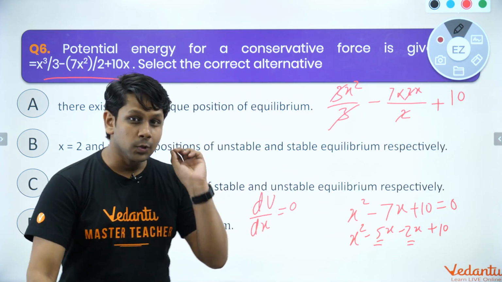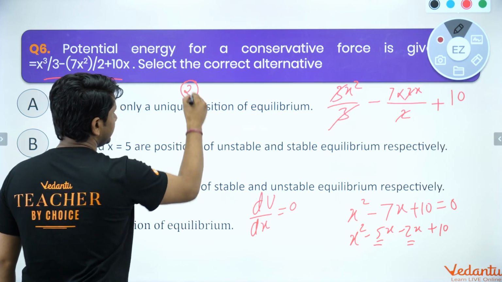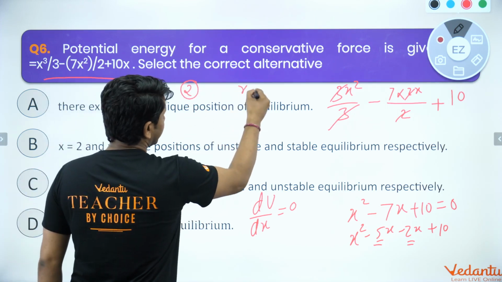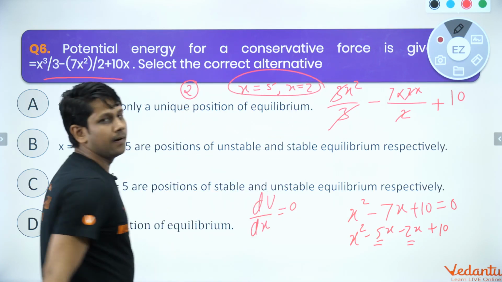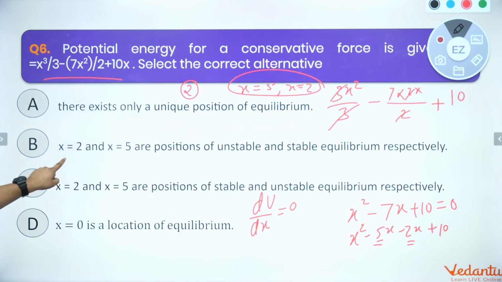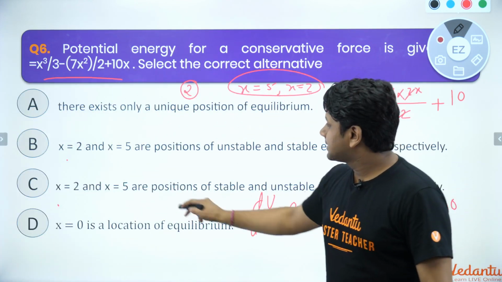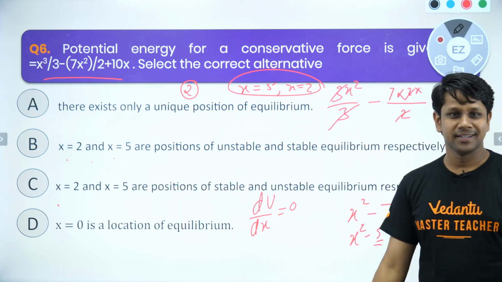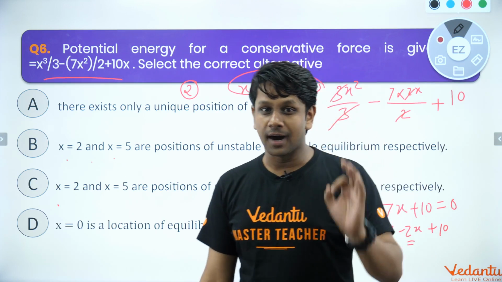मतलब बच्चों दो जगह फोर्स 0 होगा. मतलब 2 टाइम्स वी आर गेटिंग इक्विलिब्रियम. वन इज एट x इक्वल टू 5, वन इज एट x इक्वल टू 2. ऑप्शन बी भी सही हो सकता है, ऑप्शन सी भी सही हो सकता है, बिकॉज बोथ द ऑप्शंस आर सेइंग x इक्वल टू 2 एंड x इक्वल टू 5. बट अब मुझे बताना है वेयर इट इज स्टेबल एंड वेयर इट इज अनस्टेबल.